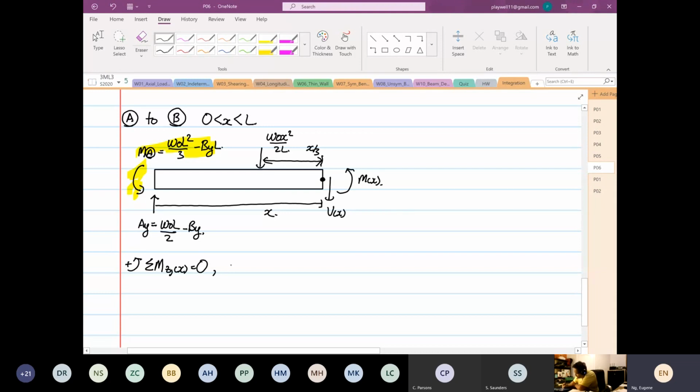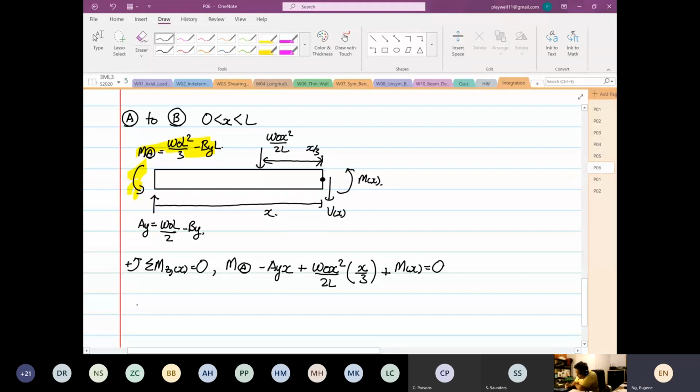So there's moment at point A, and then minus AyX, then plus By omega naught x squared over 2L multiplied by x over 3. And then you have plus By M as a function of x. This is equal to 0.